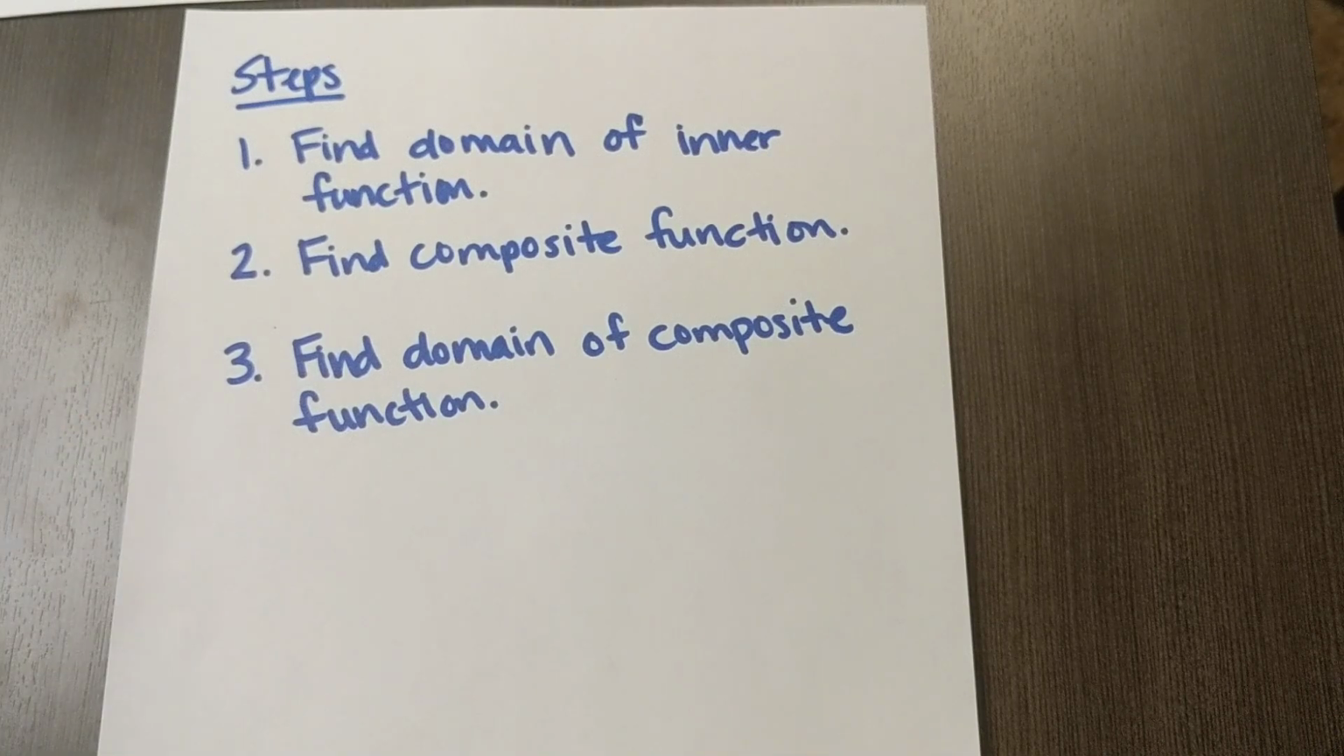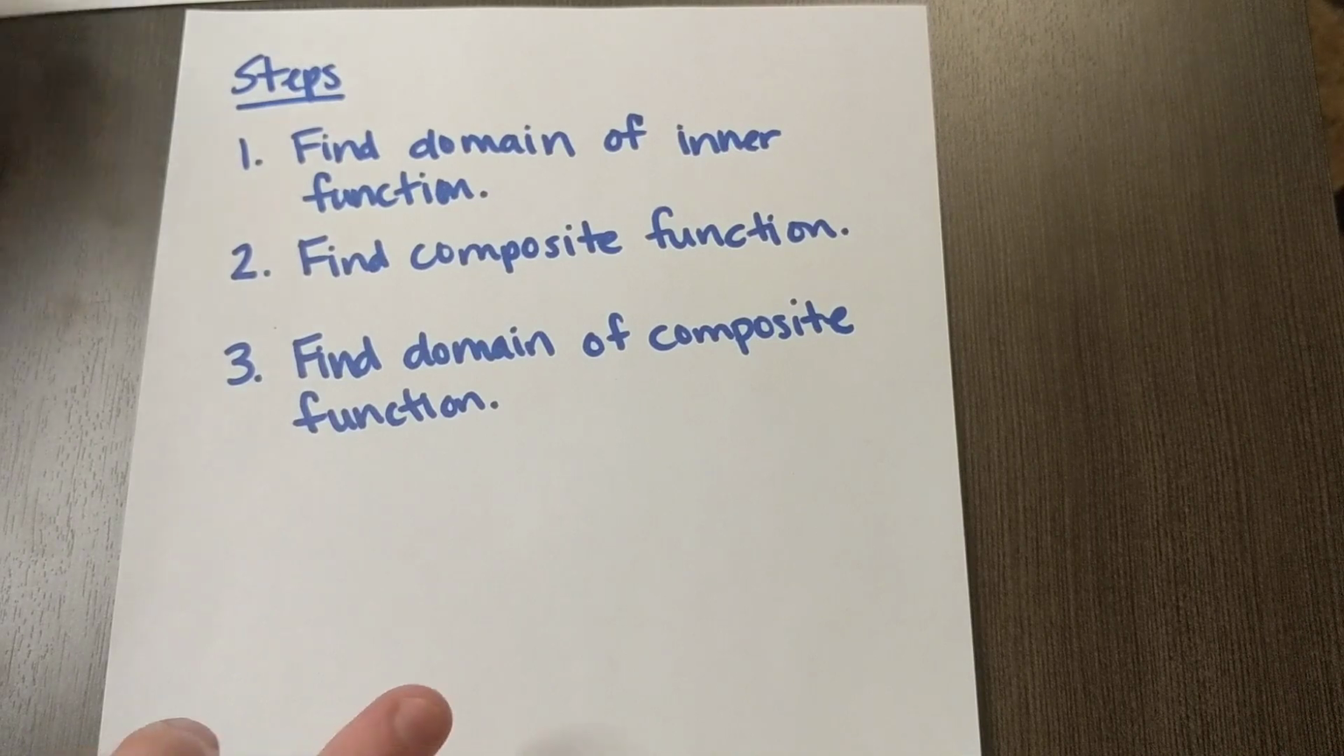All right, class, let's take a look at a quick video on how to find the domain of composition of functions. There are three main steps. The first step is to find the domain of the inner function, the one inside of the parentheses. Then we need to find what the composite function is by using the rules. And then step 3 is to find the domain of that composite function. We compare the two domains, we see what numbers are valid that work for the function.